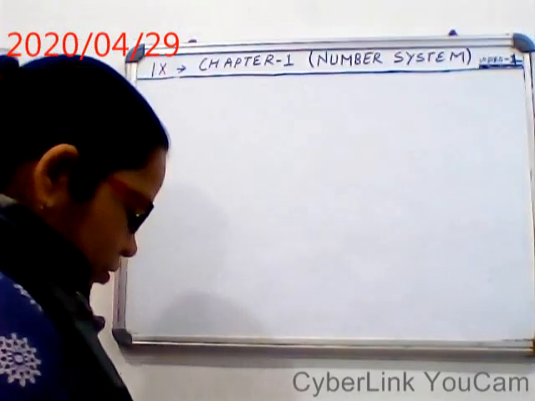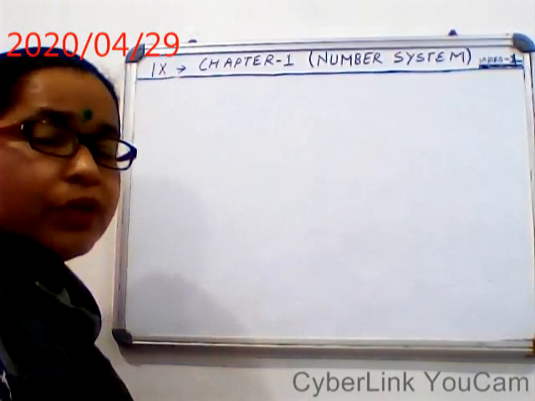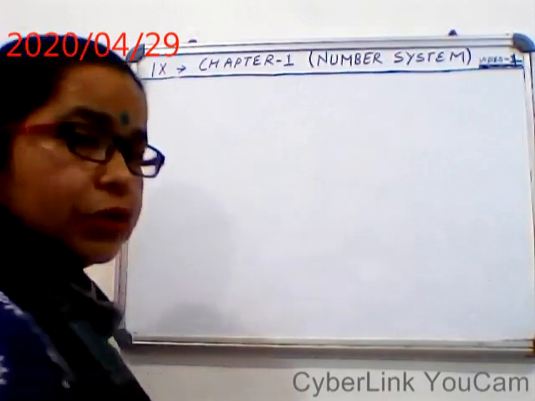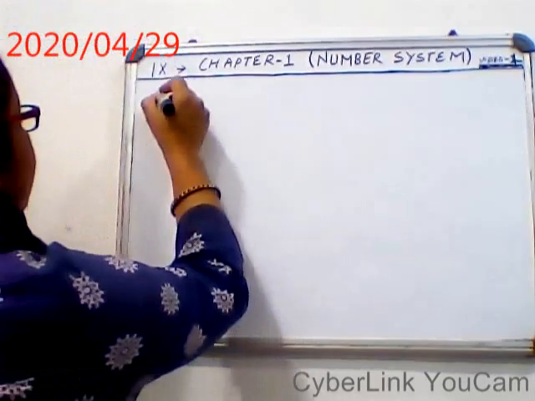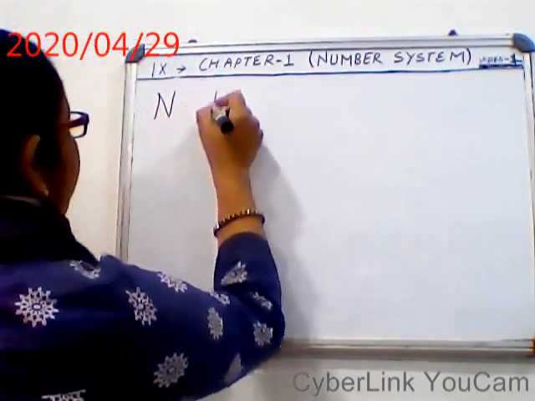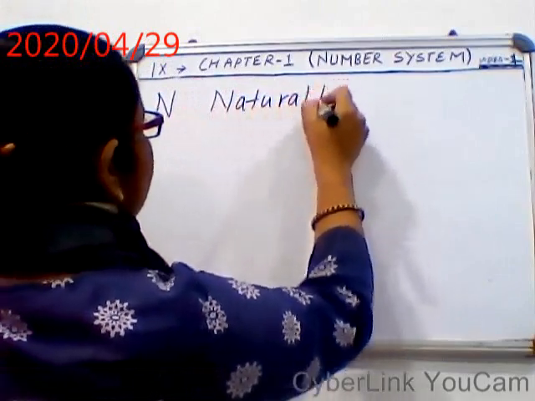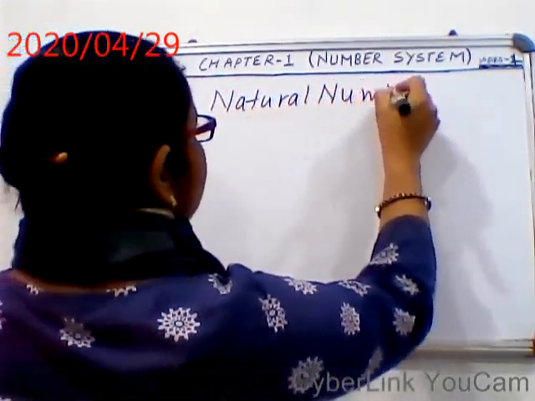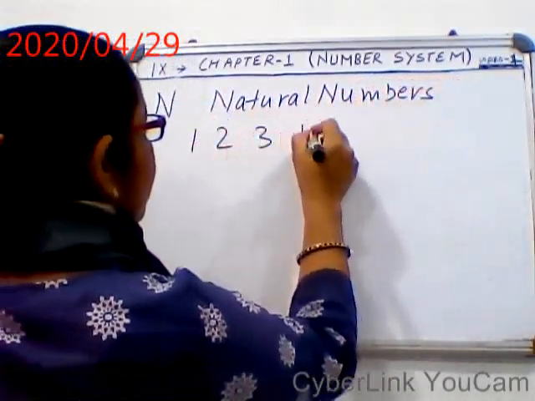In our first lecture, let us do a small recap of whatever you have learned in your previous classes about different number systems. The first one you learn is N, which stands for natural numbers. That is 1, 2, 3, 4, 5.